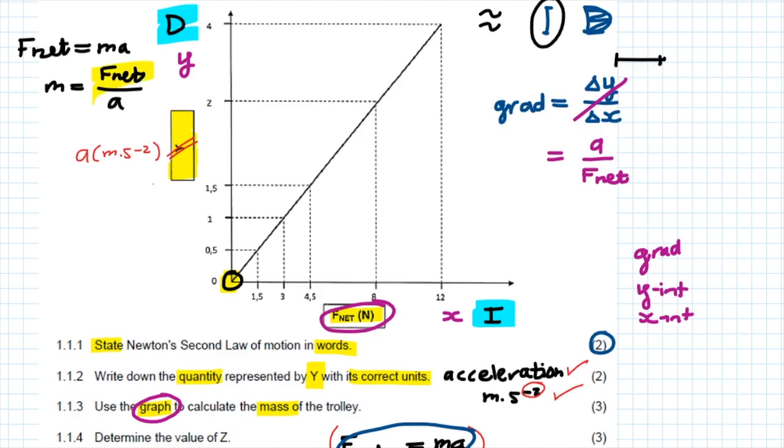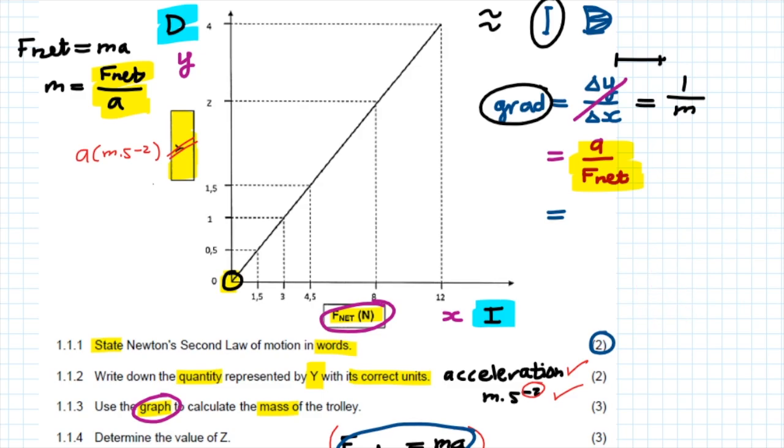Taking a look at that, we see that they are the reciprocals of each other. Therefore, the gradient in this case actually represents 1 over the mass. It is the reciprocal of the mass. So let's start off by finding the gradient, and then we will use the gradient in order to find the mass of this object. We're going to use 2 points first.